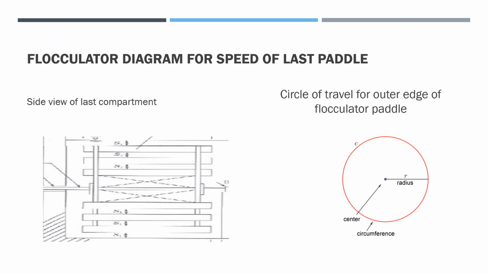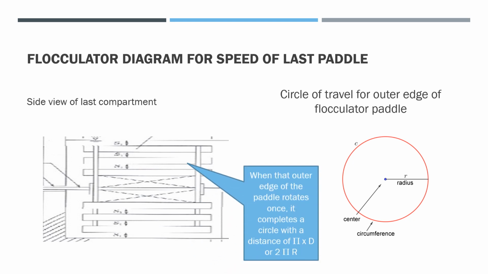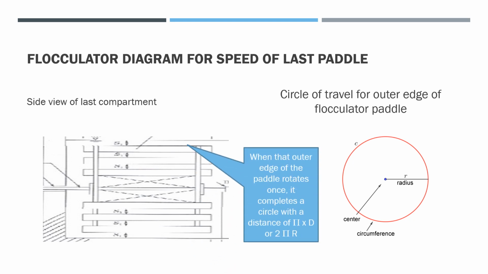The final tip speed of the last paddle in the final compartment of a flocculator has to be somewhere around 1 foot per second. And the operator has to do a calculation to determine just what that distance and time is. So when that outer paddle travels around one time, if it has a 12-foot diameter, the distance that it's going to travel would be pi times the diameter, or 2 pi r. So the circle of travel that it cuts out by going around one time would be its circumference. And the operator needs to know that at 1 foot per second, how long it's going to take to go around that distance.